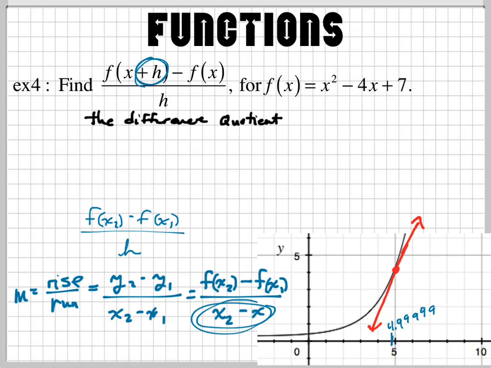Oh, that's where that h comes from. The h is the difference between the 2 points that you need in order to find the slope at that given point. So how come this says x plus h and x? How come it doesn't say x sub 2 and x sub 1?